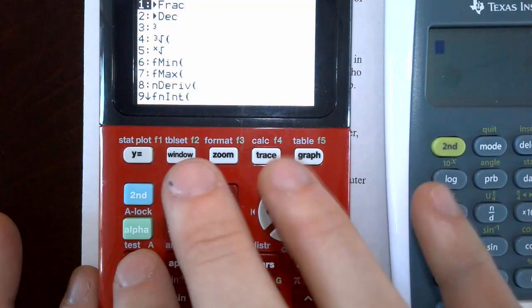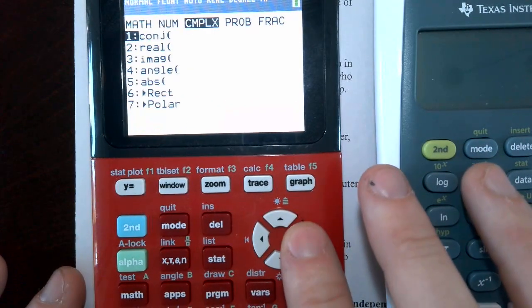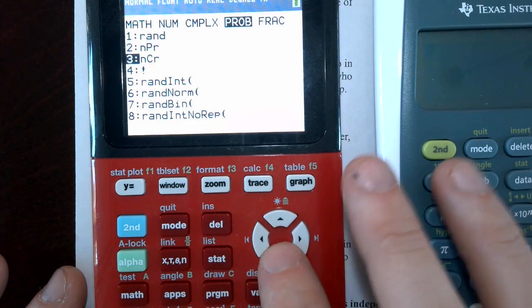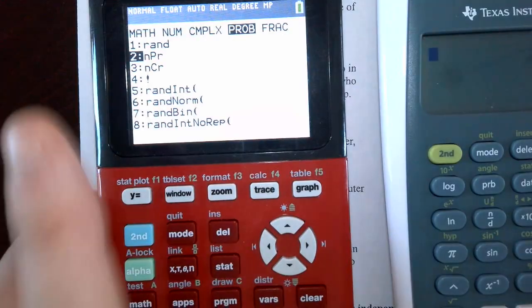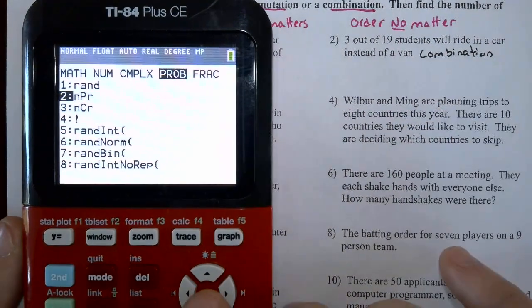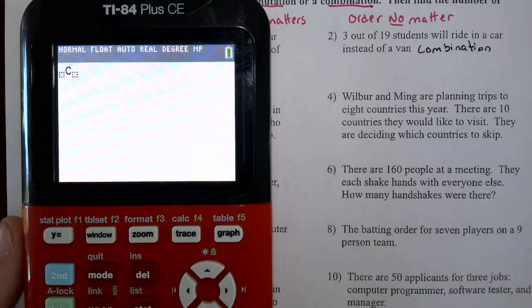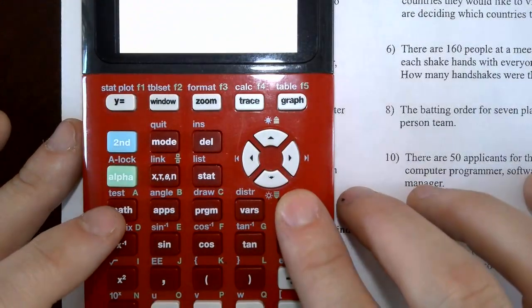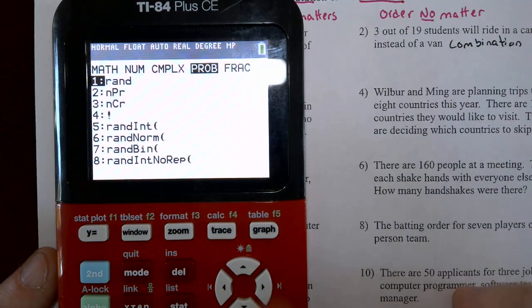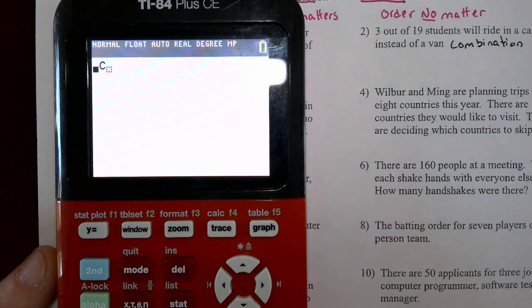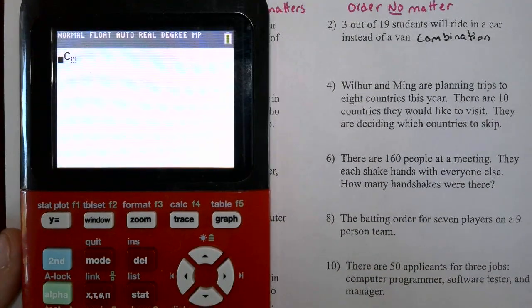The math button's right here. And then you cursor over to probability. And then you see NCR and NPR. Well, what did we say this was? We said this was a combination. So we would have to hit the NCR button. Okay? So, reiterating, I'm going to do it again. Math, cursor over to probability, and then you can cursor down to NCR. And it will have 2 little cursors here.